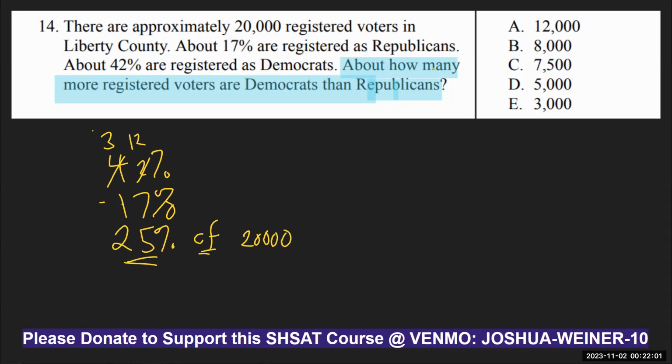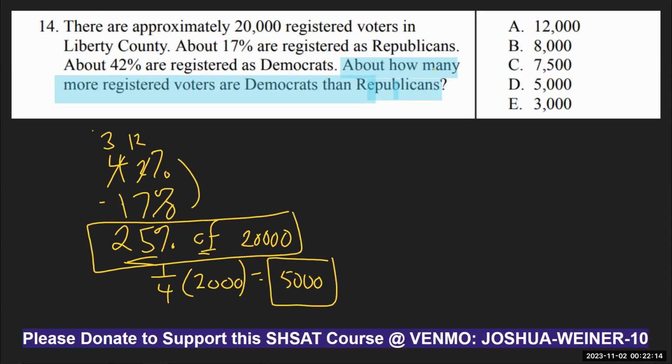20,000. So that's a quarter times 20,000 is 5,000 more. Right? Since we're comparing it, we just need to find the difference in percent by subtraction. It's 25% more are Democrats in this county. Right? And so then a quarter of 20,000 is 5,000. 5,000, 10, 15, 20. Okay, so the correct answer was D, 5,000.